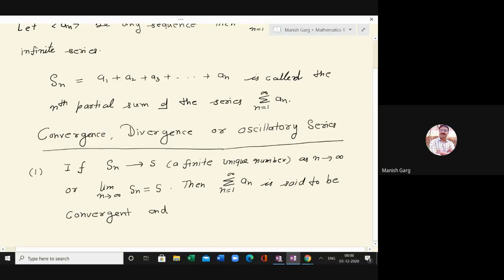Vatsal, mute your mic. Vatsal Prakash Mehta.